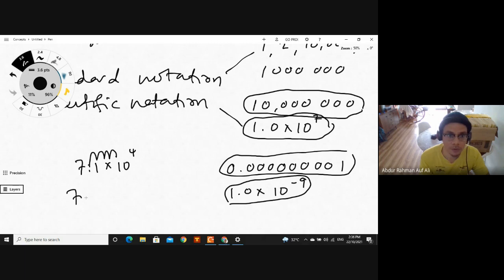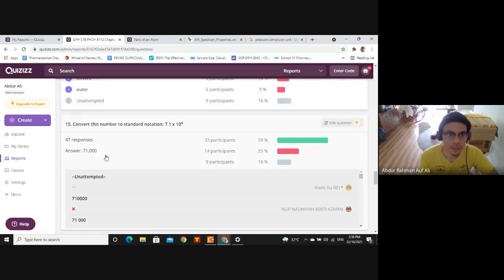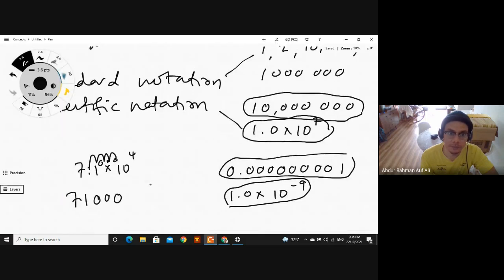So 7, 1, 0, 0, 0. That's the value. Okay, so that's why the answer adalah 71,000. Okay, kalau 10 kuasa ni adalah negatif, kamu kembang ke belah kiri.